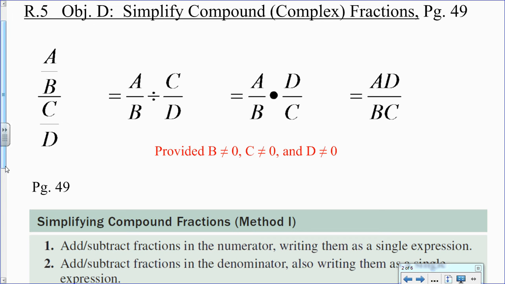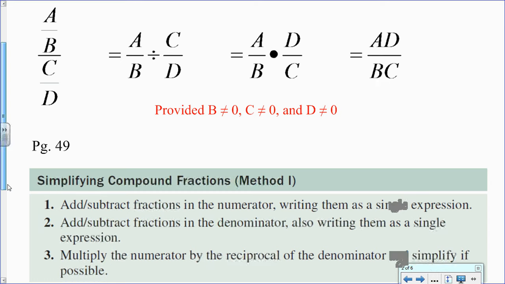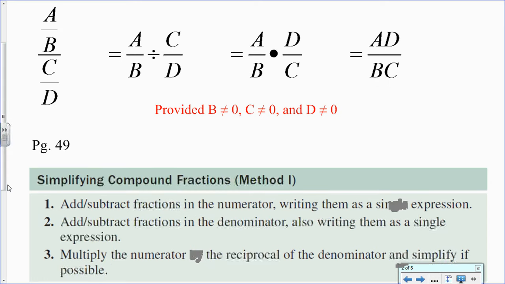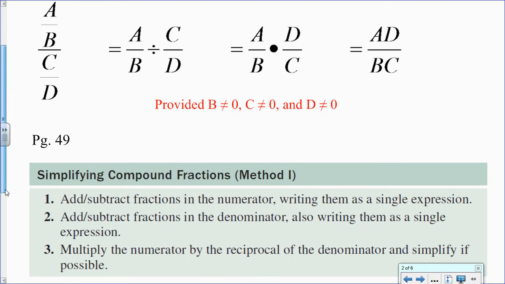over BC. There's two different ways to do this. We're going to do one example, and we'll do both ways with that example, and then you can kind of decide which way you like best. Okay, so this is the first method.